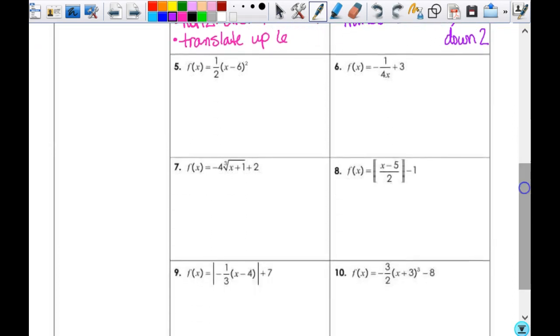Alrighty, so let's look at number 5. Alexis, tell me what is this called? What kind of function is this? Quadratic. So this is a quadratic. So g of x equals what? x squared. All right, let me see your best quadratic. Good job. Okay.